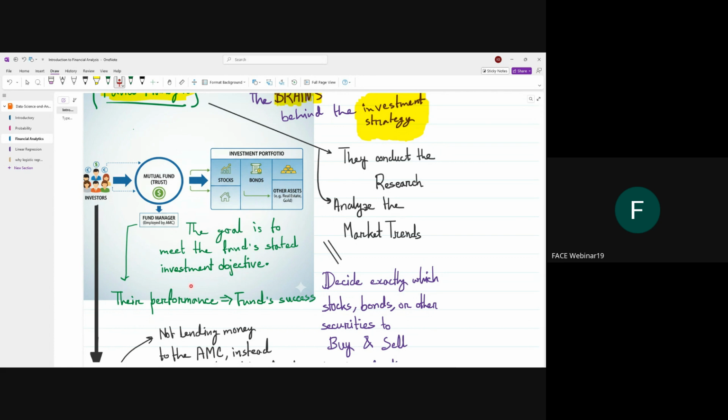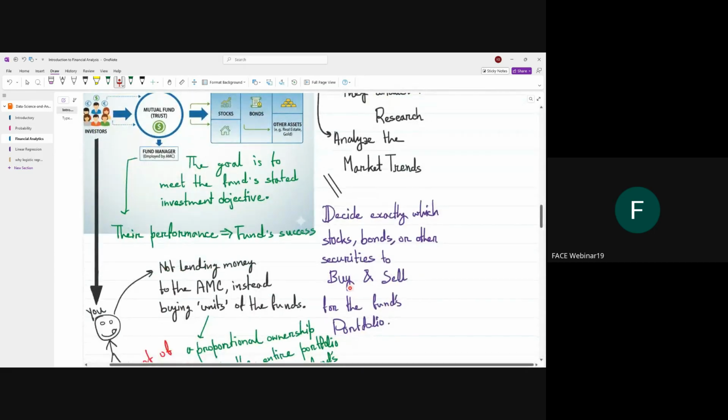Okay, so every fund has an objective, and it is the fund manager's and the trust's responsibility to make that happen. Every fund has a goal. Some funds are meant to make short-term profits, and the rest are meant for long-term goals. So the fund manager's performance is directly related to the success or failure of the fund, because they are the ones who decide how much to put in stocks, how much in bonds or other securities, how much to buy and when to sell, etc.